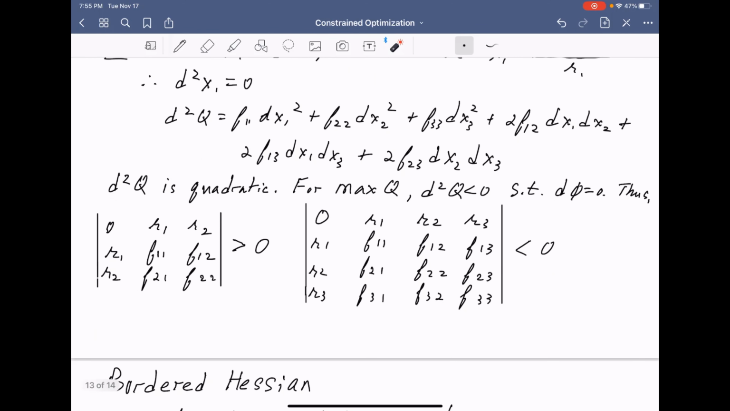So d squared q is a quadratic, and if we were to maximize that q, and we have the second total derivative of q less than 0, subject to this constraint, then we get this bordered Hessian. It has to be greater than 0, and the next one has to be less than 0. So they have to alternate in sign.